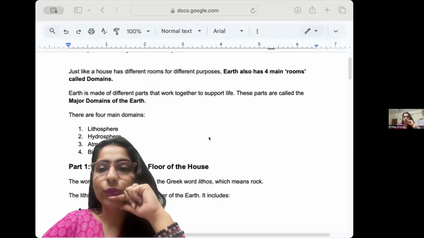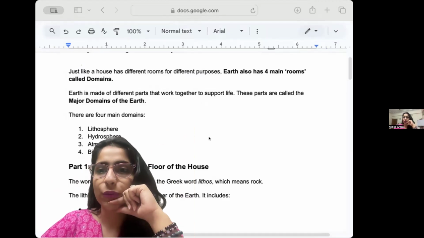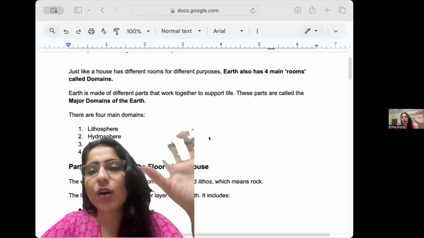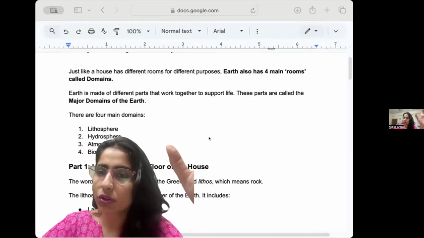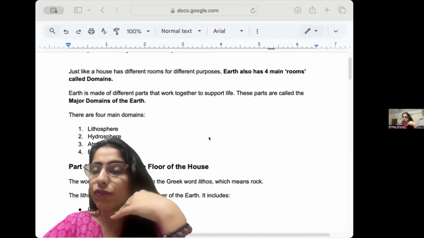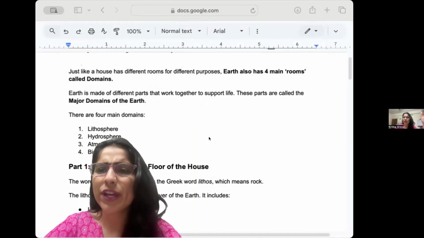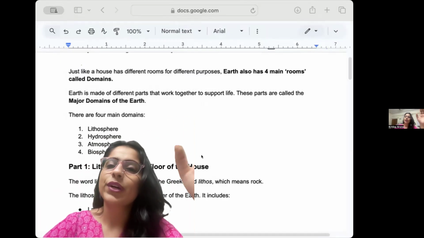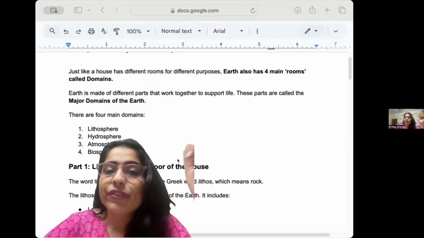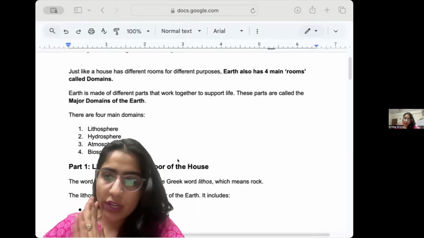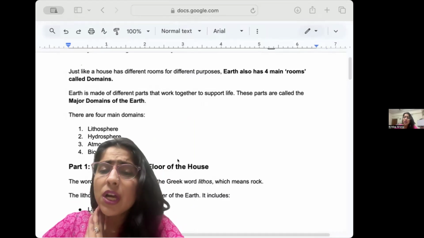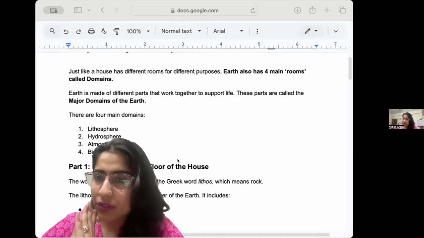For example, tomorrow we go and see a flat, say a 4 BHK flat, and that flat or house is Earth, and it has four rooms because it is 4 BHK, and those domains of the Earth are also those four rooms. I'm just trying to explain in a very lucid manner so that you do not forget. Earth is made up of different parts that work together to support life as we know it. Yes, interdependency, right? These parts are called the major domains of the Earth.